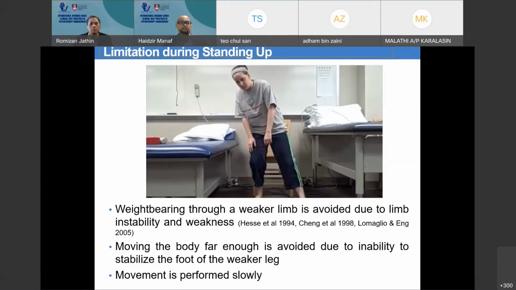The patient might demonstrate decreased control in sitting down owing to lack of eccentric control of the muscles, and will sit down abruptly after moving halfway, about half the range, so the patient does not perform the movement from standing to sitting properly.